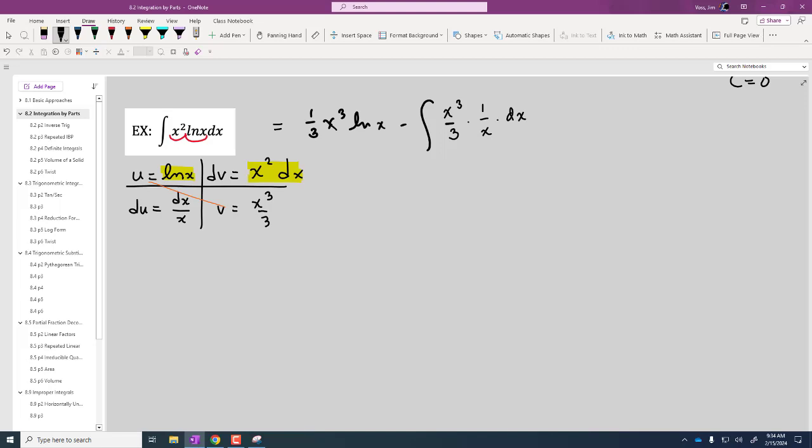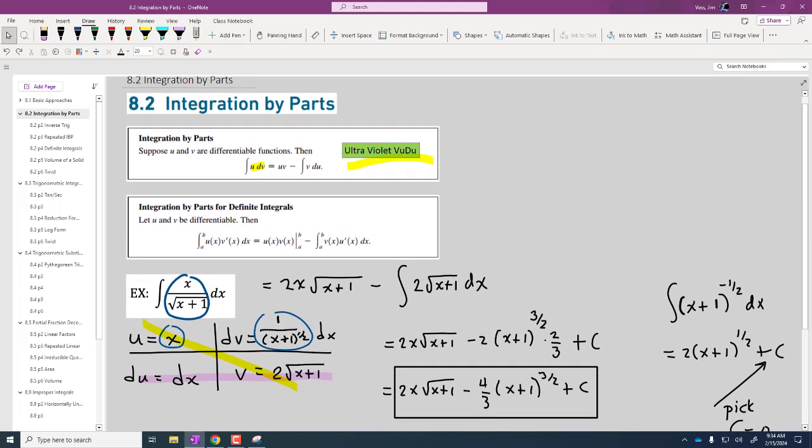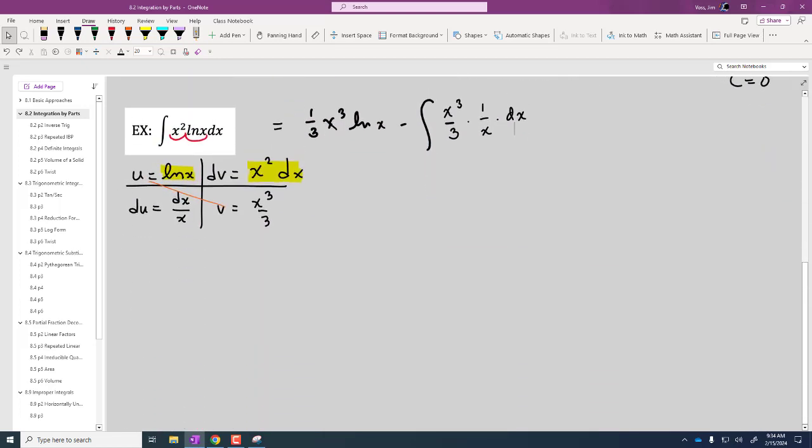What does the integration by parts formula look like? Right there: uv minus the integral of v du. Ultraviolet voodoo. That's the acronym, or word trick, that we use to memorize it. And clearly that integral is easier, right? We can cancel out an x, so that's going to be much easier. So we're going to have 1/3 x cubed natural log of x minus, and if we cancel out an x here, this x is going to go away, and that's going to become a power of 2.